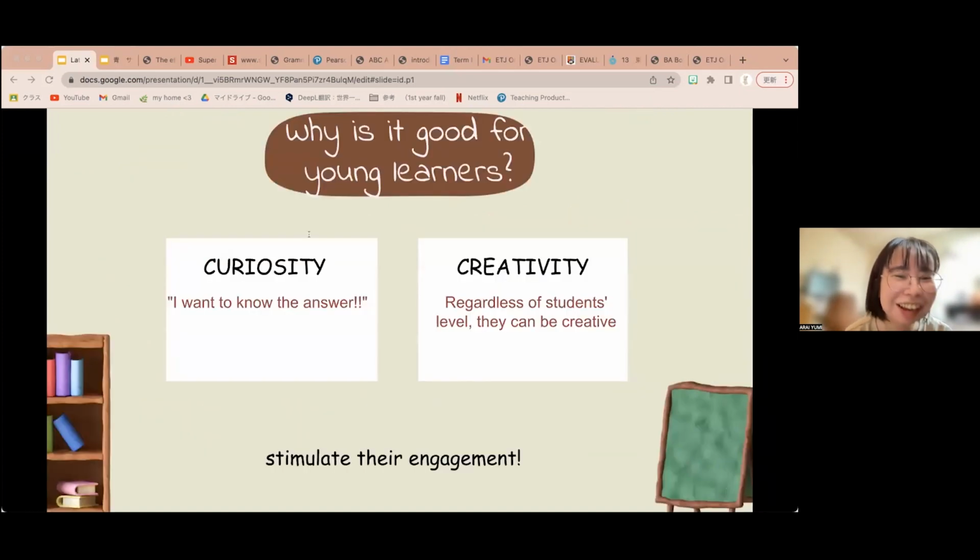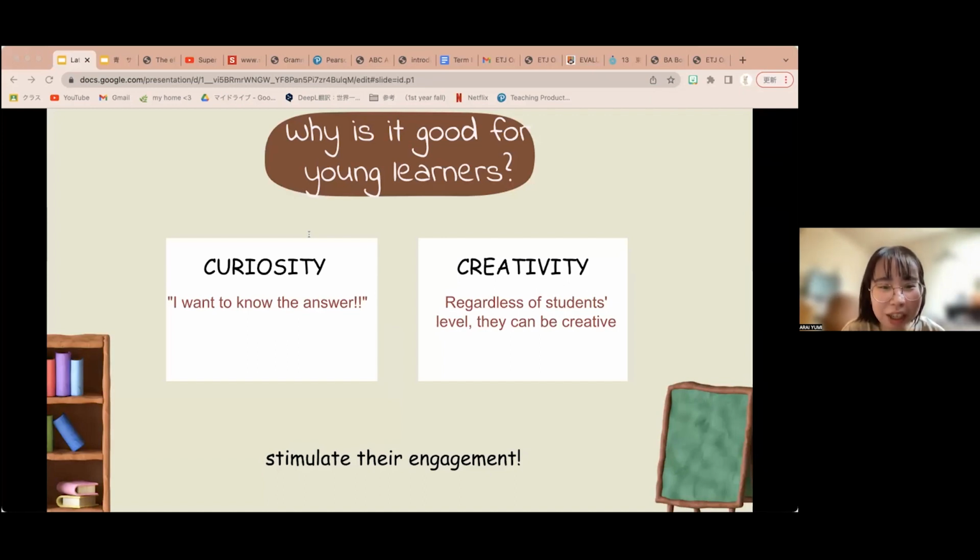Okay, so why is it good for young learners? As you can see, this puzzle makes you curious, and this encourages students' engagement in class. Also, this stimulates students' creativity. Especially for younger learners, it might be difficult to express their feelings or story in English. Of course, they can imagine. Kids are very good at dreaming, but it's super difficult to produce it in English. However, this puzzle allows them to express their creativity by just asking easy questions.